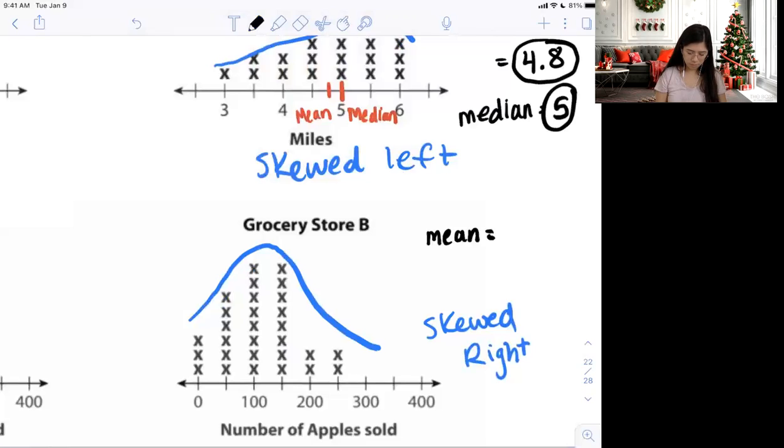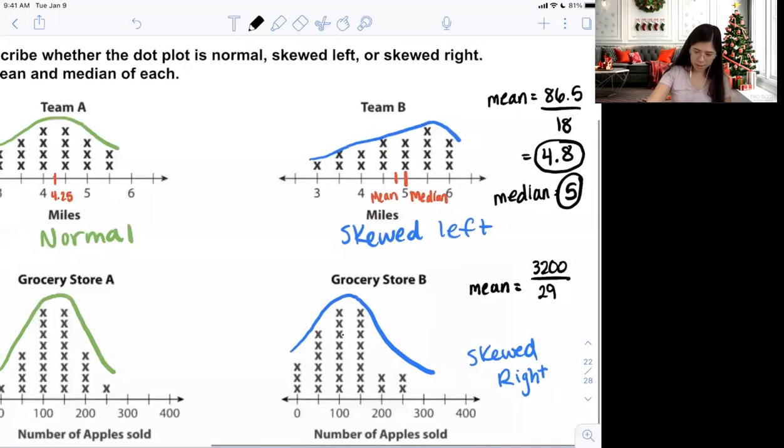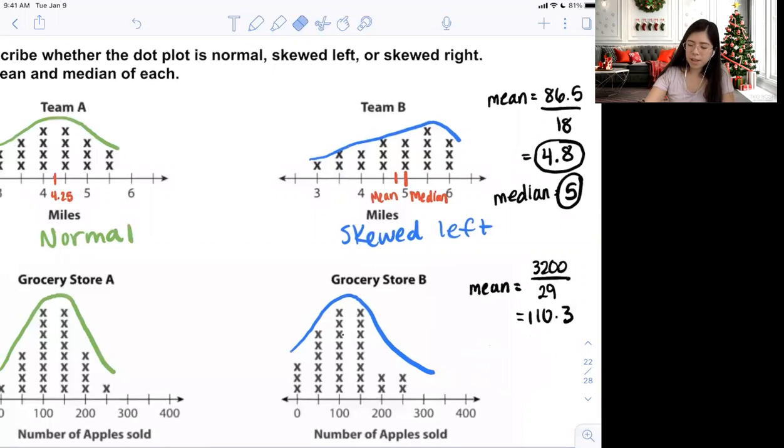I got 3,200. Okay, I'm almost there. Me too, I got 3,200. 3,200 divided by 1, 2, 3, 4, 5, 6, 7, 8, 16, 20, 1, 2, 3, 4, 5, 6, 26, 29. I got 110.3. Yeah, I'm just keeping it simple.